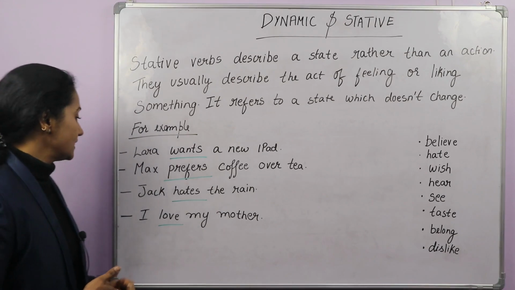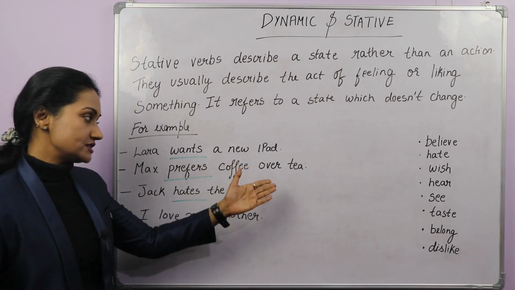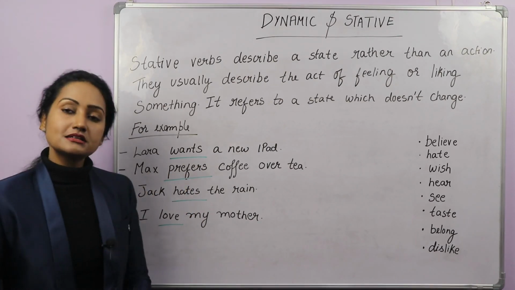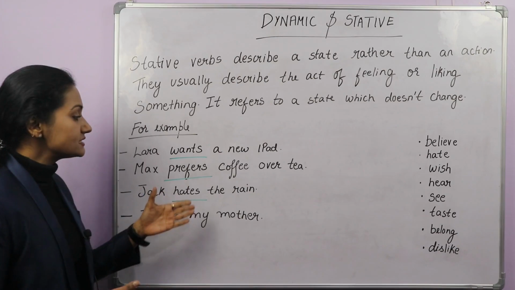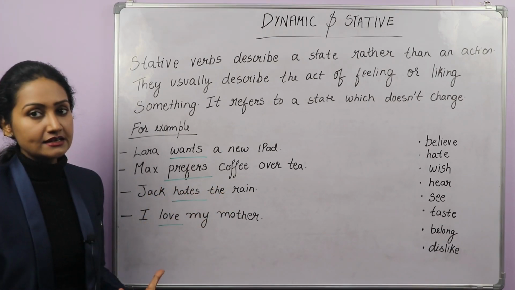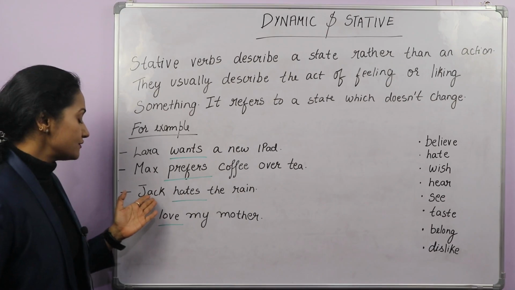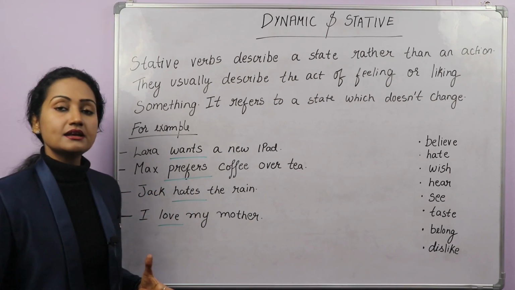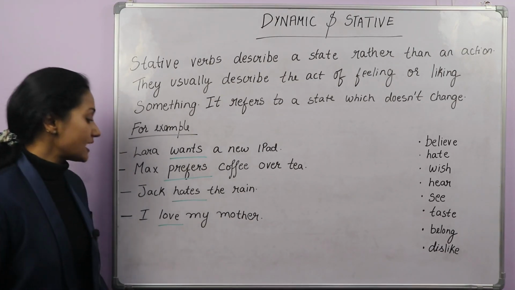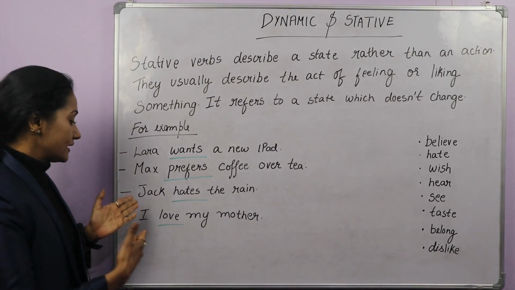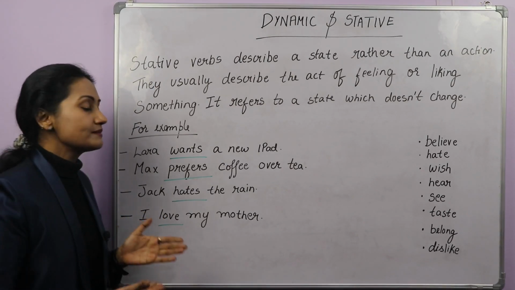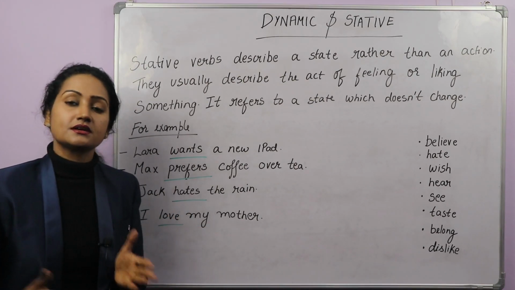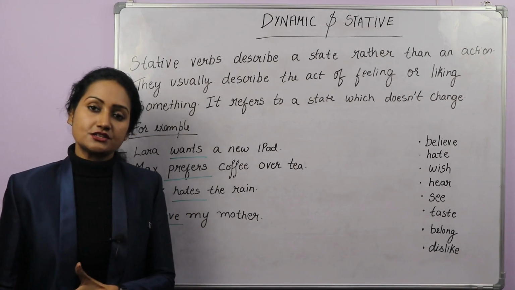Now next is Max prefers coffee over tea. Again, this is a preference, not an action. So this is a stative verb. Jack hates the rain. Hate is a feeling, again a stative verb. If you try to make it in present continuous, Jack is hating the rain, that is incorrect. Next is I love my mother. If you make it in continuous form, I am loving my mother, again an incorrect sentence. So that's why stative verbs can't be used in present continuous forms.